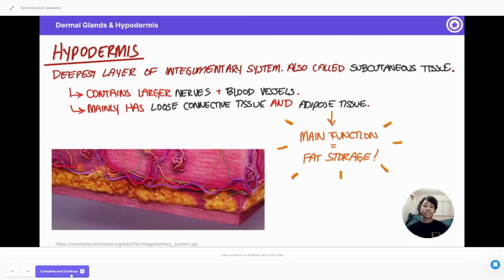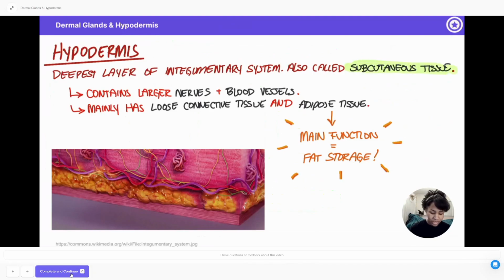Okay, so moving on from the dermis and its glands, we're going to talk briefly about the hypodermis. This is going to be the deepest layer of our skin, and it's going to be located below the dermis. So we'll have the epidermis on top, the dermis in the middle, and the hypodermis at the very bottom. It's for this reason that the hypodermis is also called subcutaneous tissue.